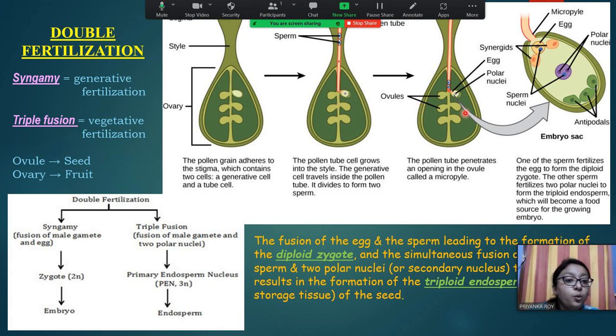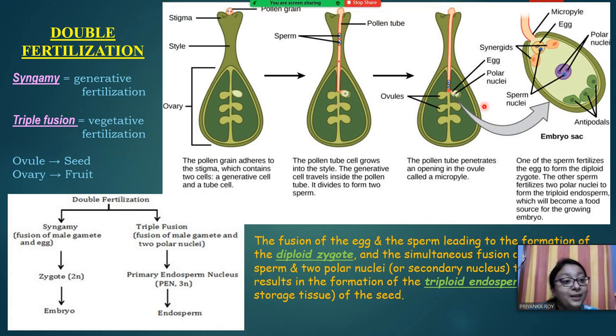Inside the ovule, it enters through the micropyle, and through the micropyle, the pollen tube releases the male gametes inside the embryo sac. Here one male gamete will fuse with the egg and form the diploid zygote, and the other sperm will bind with the two polar nuclei, and it will give rise to a triploid endosperm. A 3N cell will be formed, and this will be the precursor of the endosperm. This will become a future storage of food for the embryo.